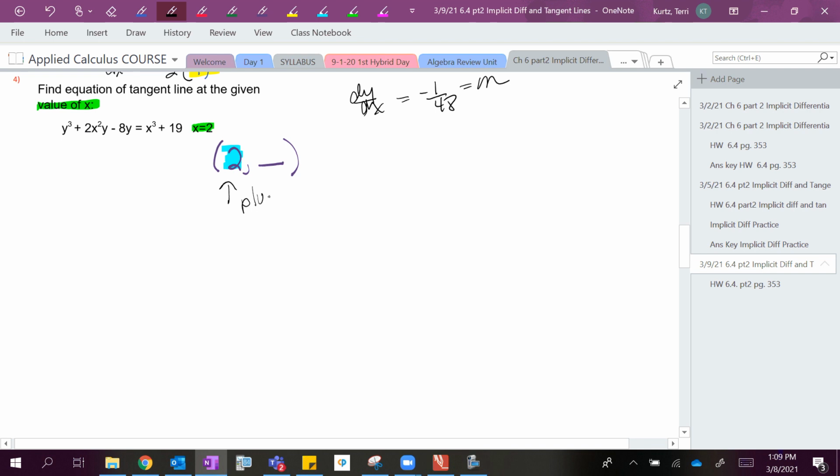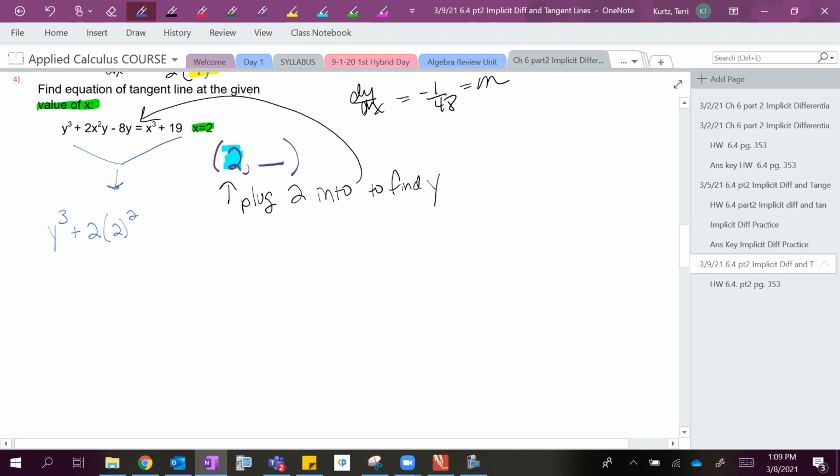So we want to plug 2 into our original equation to find y. Okay, so let's do that before we even start with the derivative. So we're going to say y cubed, because we don't know y, plus 2 times x squared. So again, I'm just plugging this in. 2 times x squared y minus 8y equals 2 cubed plus 19.